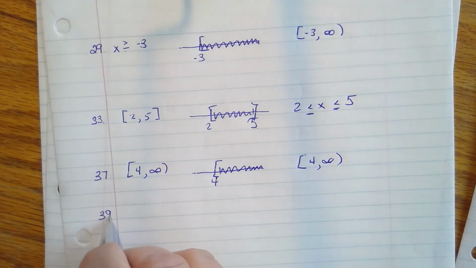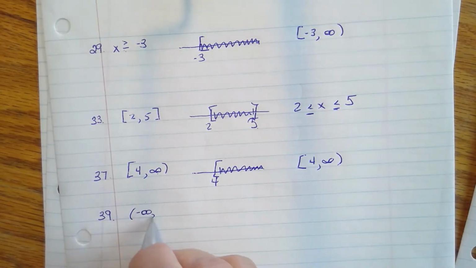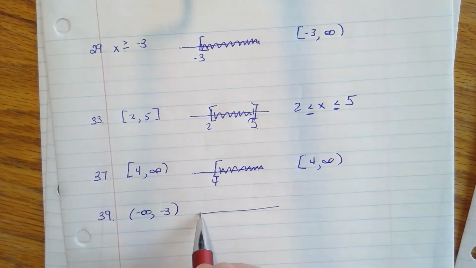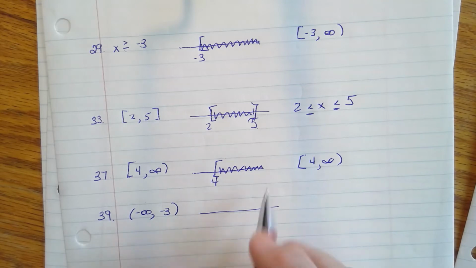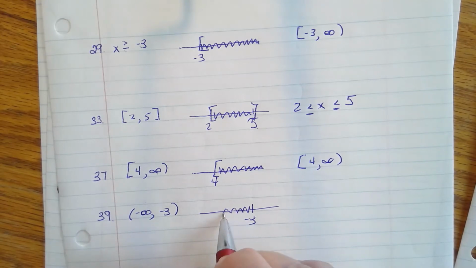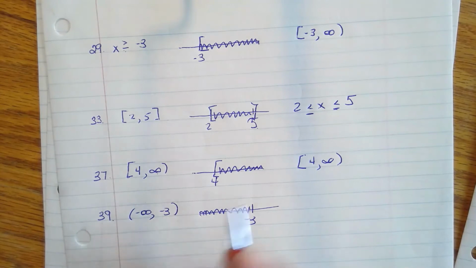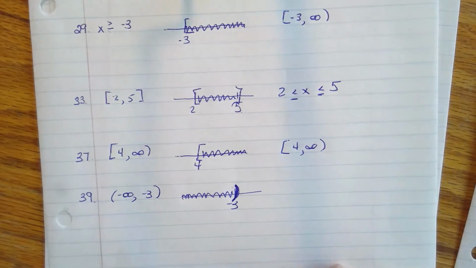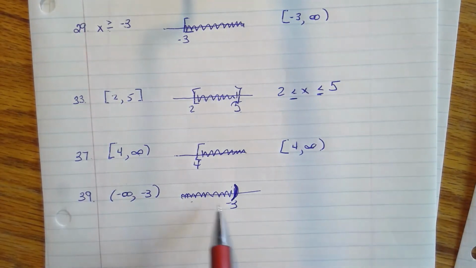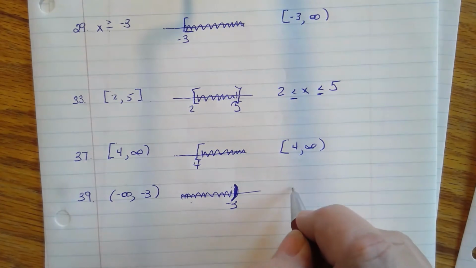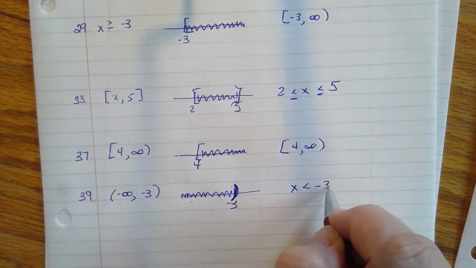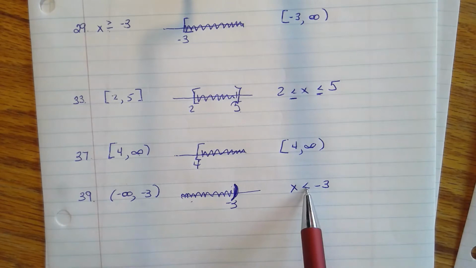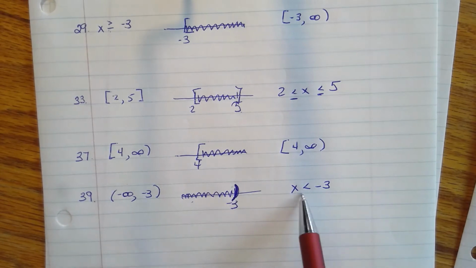And then number 39 has negative infinity, -3. So that means we're starting at negative infinity and we're going to stop at -3. So it looks like this. It has a parenthesis on the -3, so that means the -3 is not included. So those are the numbers that are less than negative 3. So x is less than negative 3 because it's to the left. That's less than. It was a parenthesis, so it doesn't have the equal to with it.